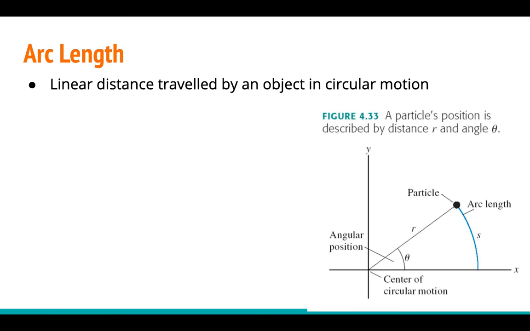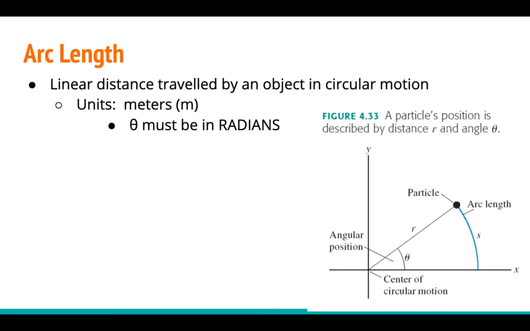Okay, so we can figure out how far an object's traveled around a path using the arc length formula, which we again measure in meters. Theta must be in radians, and radians is the SI unit. The equation for that again is s equals r times delta theta, where s is the arc length measured in meters, r is the radius measured in meters, and delta theta is the angular position measured in radians.